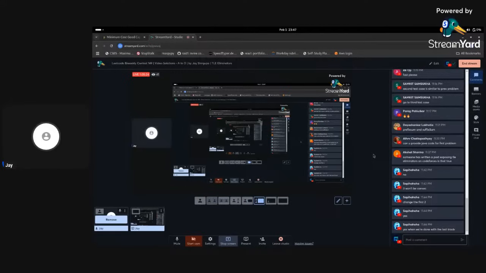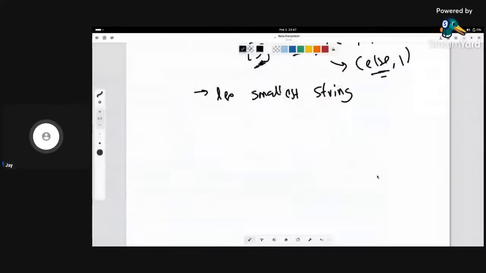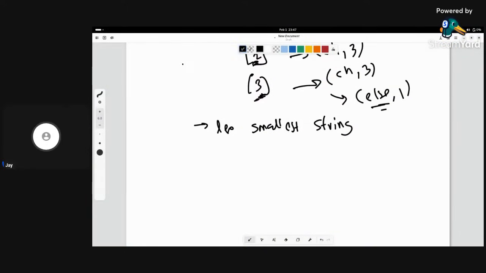No, 3 won't be convenient. Change the first two, yes, when we're done with the last block. 3 won't be consecutive. I'm not sure what you're seeing. All right, if there's anything, just post it there.